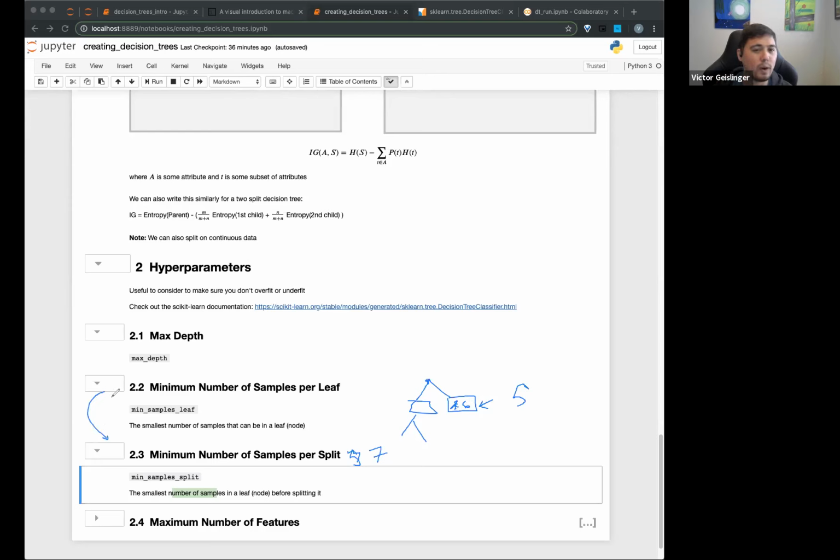Usually you might define one over the other, where minimum number of samples or number of samples before a split. Just note that these can relate to each other. Whatever the minimum is, that's what you care about, but you can set both of them.